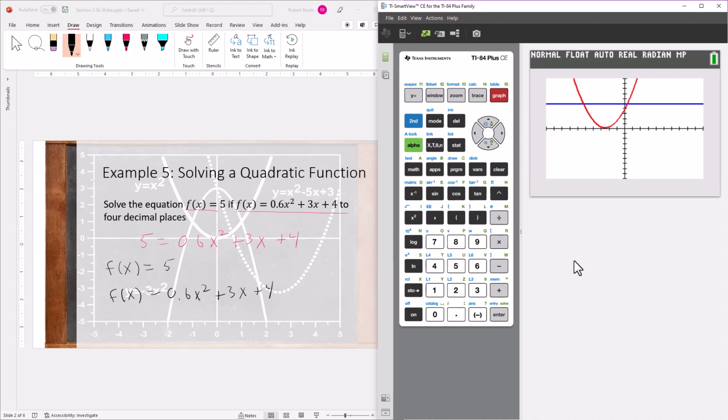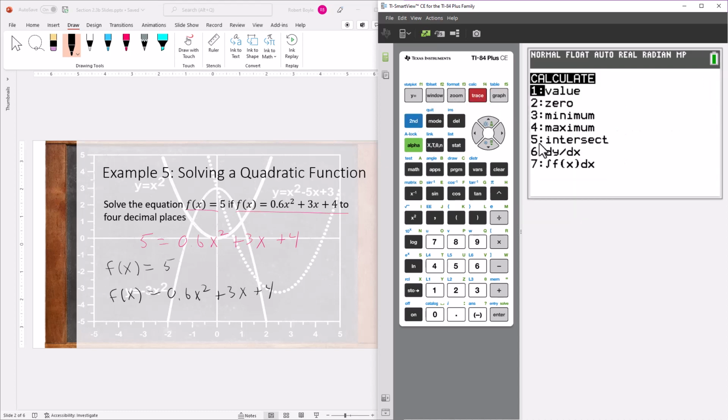Okay, and we can do that. Now you can't do that by sight, but the calculator has tools which will allow you to do that. And those tools are found under this key called Calc right there. And you can access it by doing second, and then trace or calc.